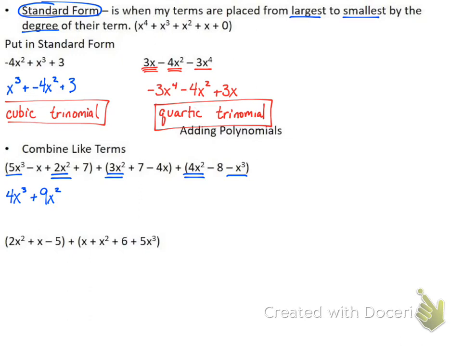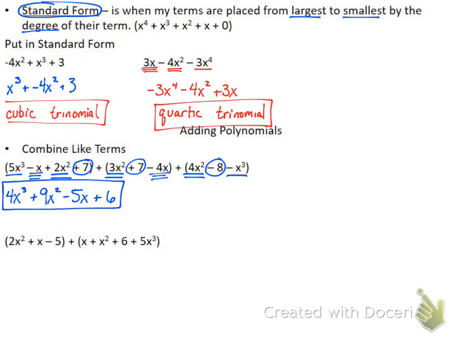My regular x's are next, so I can triple underline my regular x's. And so when I combine those together, it's a negative x plus a negative 4x gives me negative 5x. And then the last thing is just all my regular numbers. I can just go ahead and circle those. So 7 plus negative 8 should give me negative 1? Positive 6. And that's my answer.